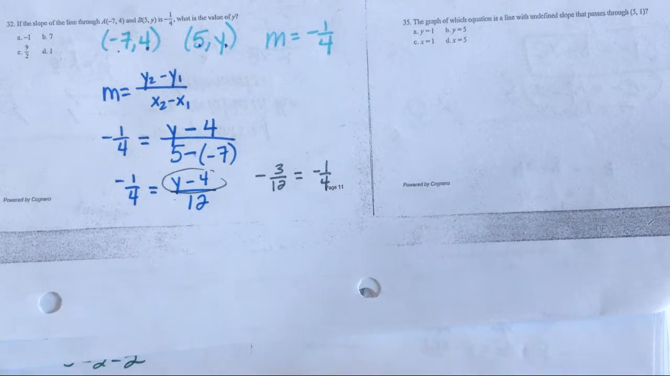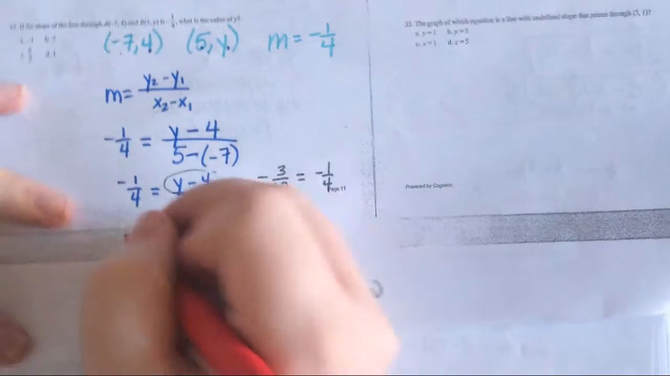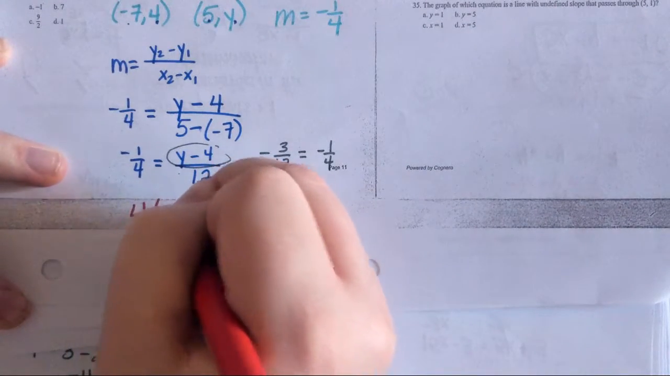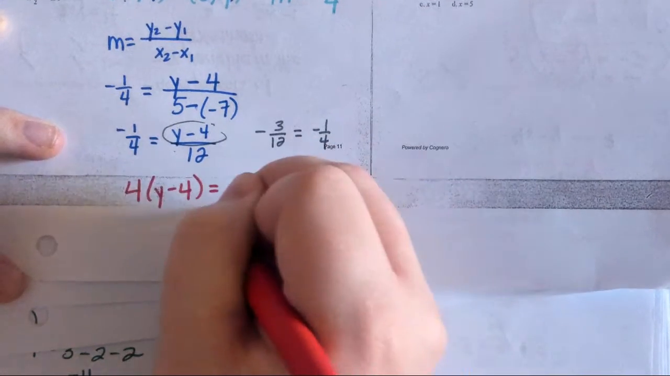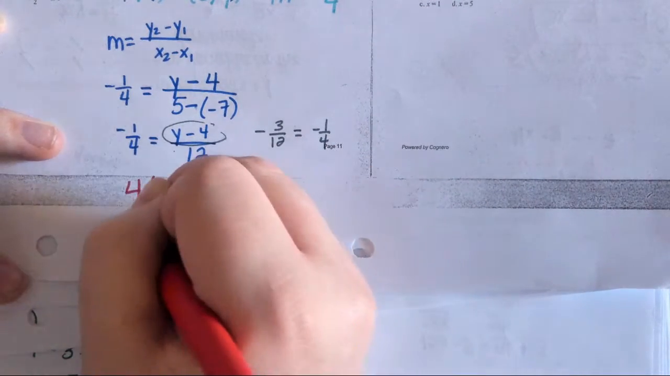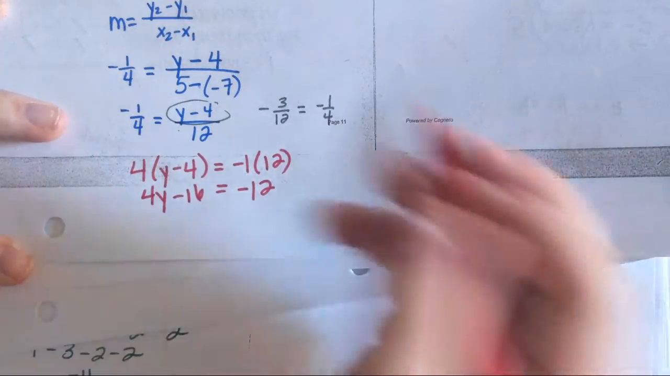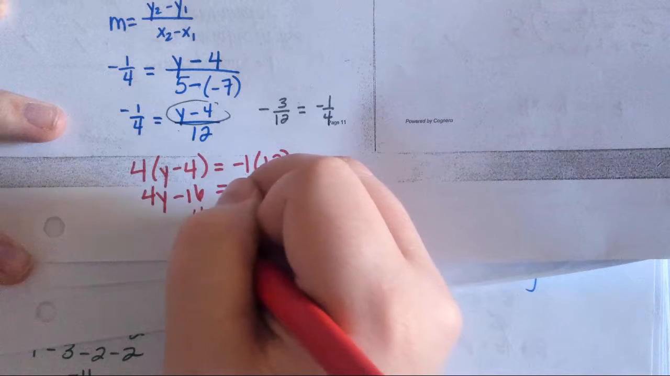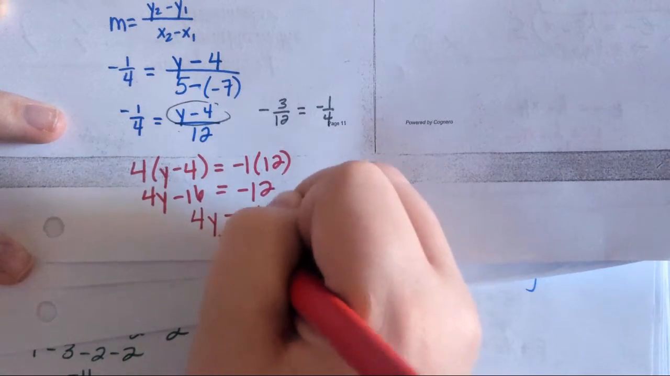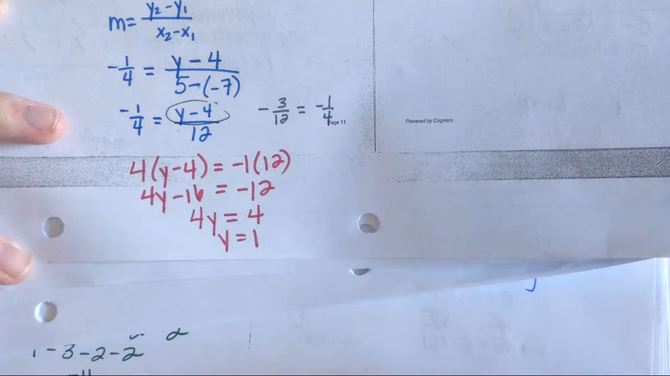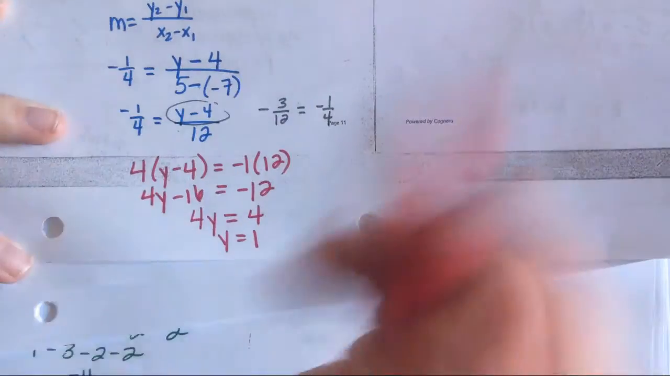If you're like, oh, no, Miss Compton, not happening, then you could cross multiply. So we're going to do 4 times y minus 4 equal to negative 1 times 12. So we're going to have negative 12 on the right, 4y minus 16 on the left. When we add 16 to both sides, we'll have 4y equals 4, so y equals 1. So the answer to 32 is D, 1.